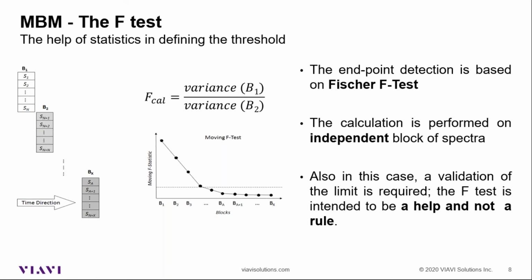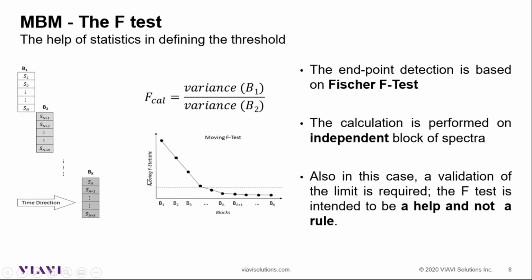When I have this F calculated, I can compare it with the F tabulated. The F tabulated are numbers that Fisher already did for us, and so we will just compare our F, that is represented as a small dot along this line, with a threshold that the software automatically gives us. So when the dot falls below the limit, it means that our process is not changing anymore.